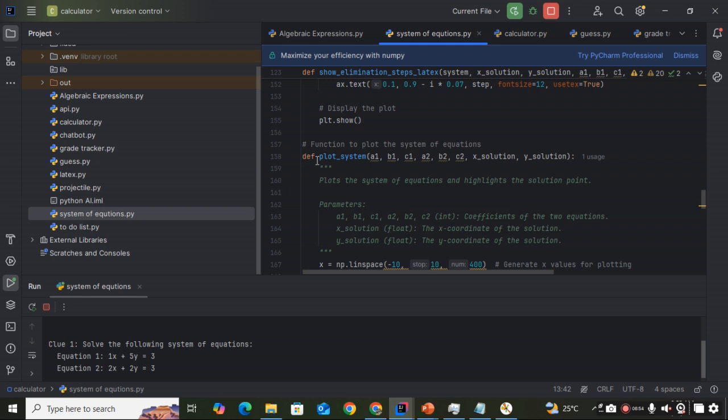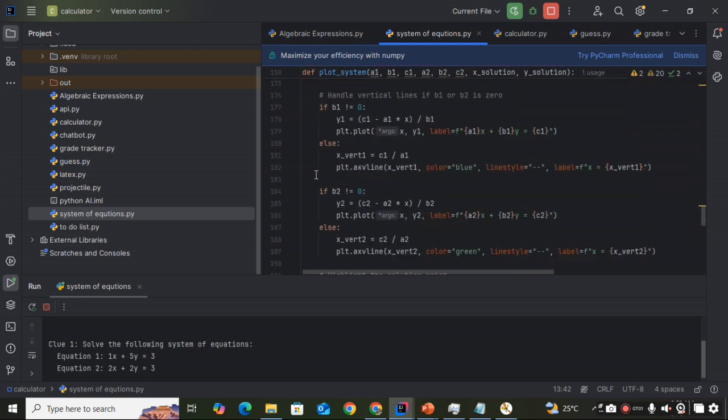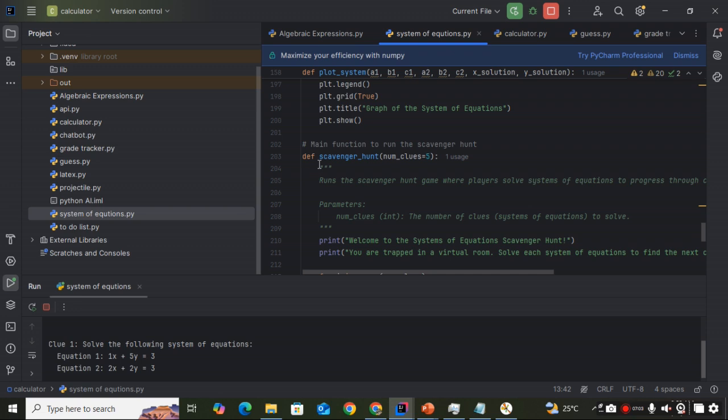Of course, we need to visualize the system. We have the plot system function. We also have the main function. Now let's try to go to the main function.